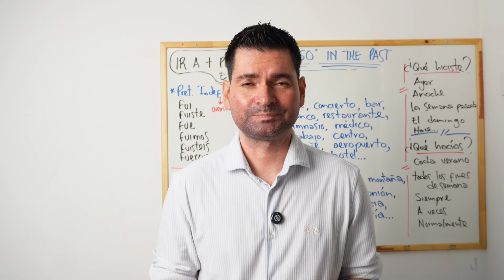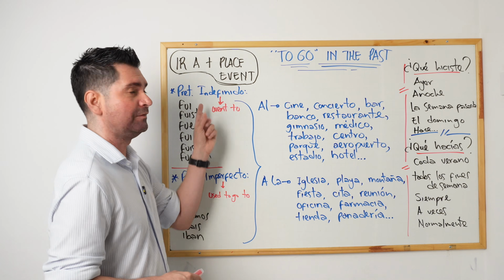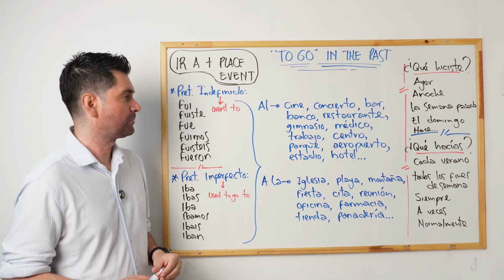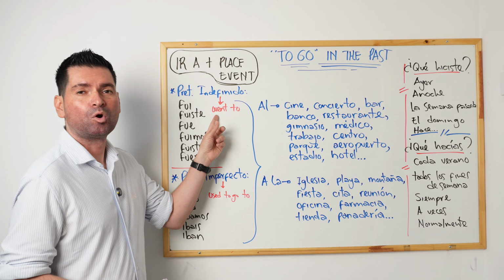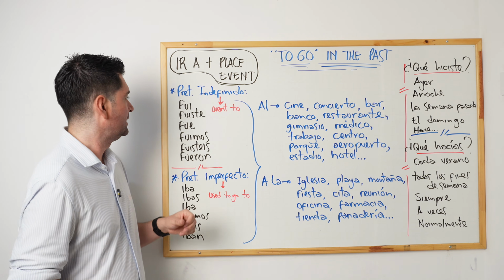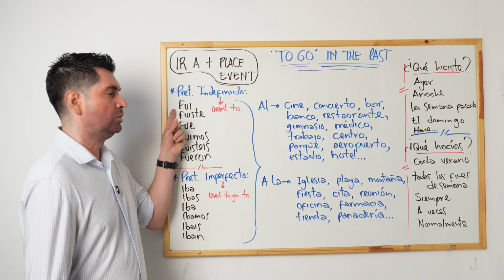Let's get started. First, let's practice the conjugation. The first one that we're going to practice is the Pretérito Indefinido, which is went to, I went to, you went to a place. The conjugation is this one. Pay attention to the pronunciation.